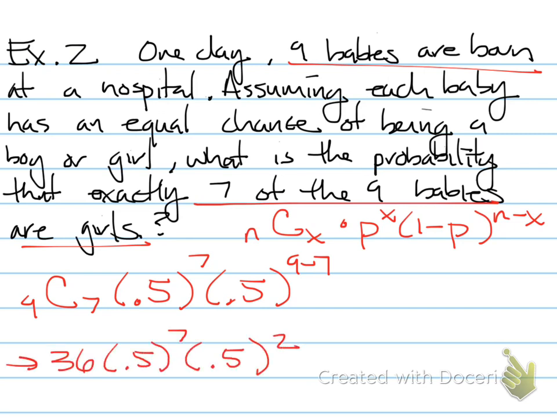So after we do the calculations for the coefficient, we get 36. And then 0.5 to the 7th, 0.5 to the 2nd power, or a probability of 7.031%. You could have also gotten that same term, 36 times 0.5 to the 7th times 0.5 to the 2nd, by using Pascal's triangle.